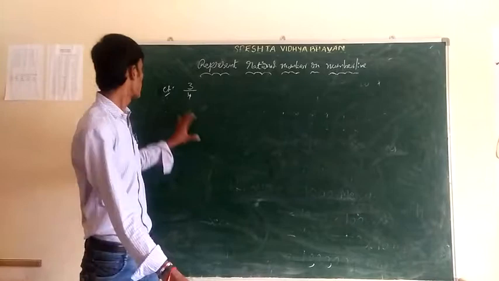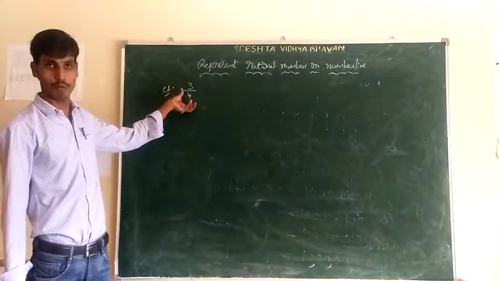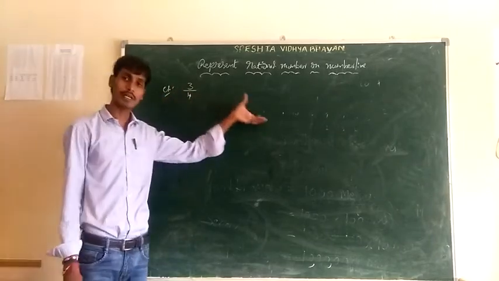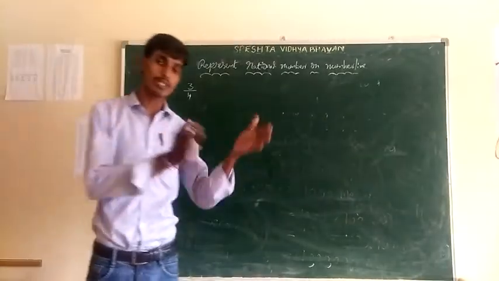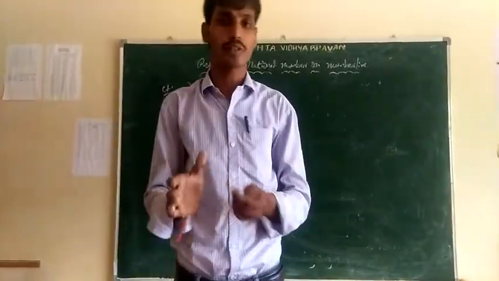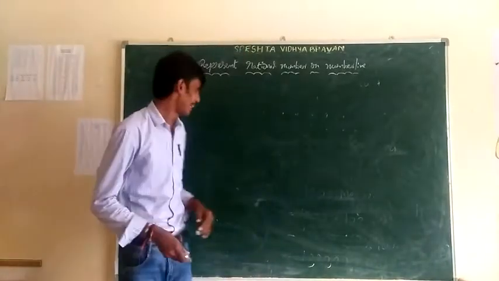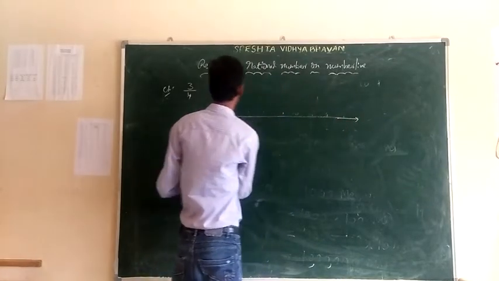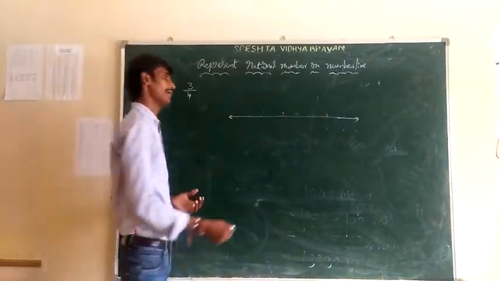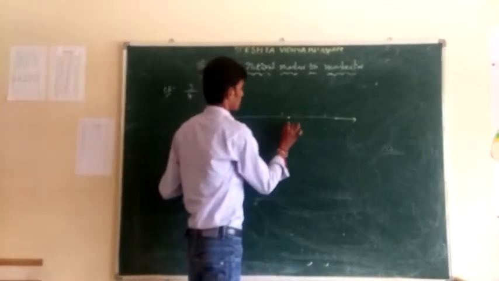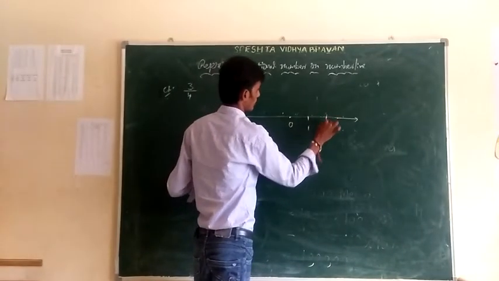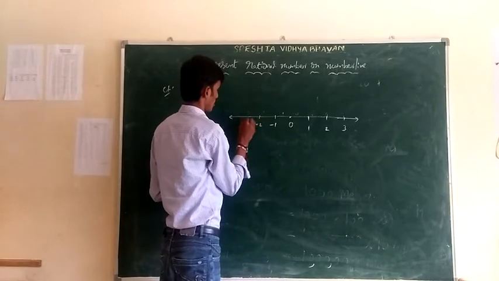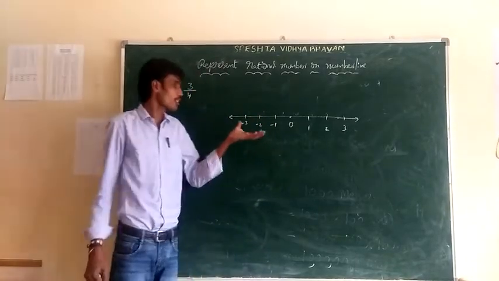For example, we take 3/4, which is a rational number. How do we represent 3/4 on a number line? When you represent a rational number on a number line, we must follow these steps. First, we draw the number line and locate the integers on it, like 0, making equal intervals. This is the first step.